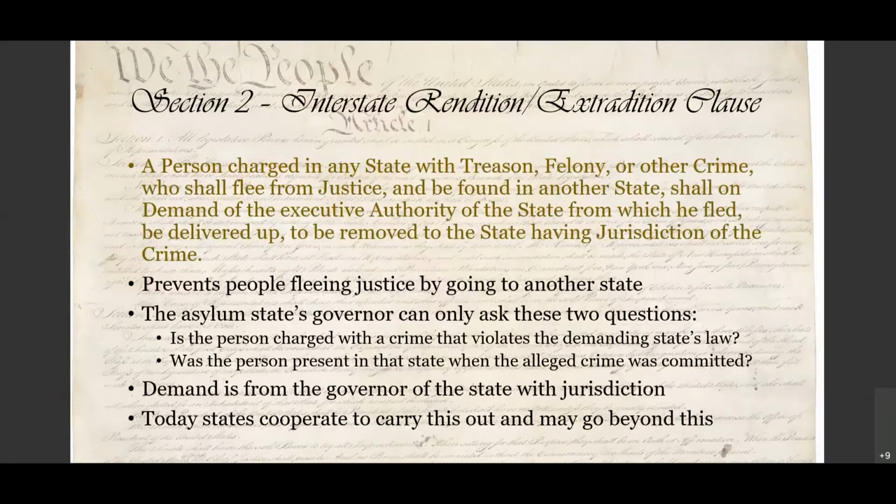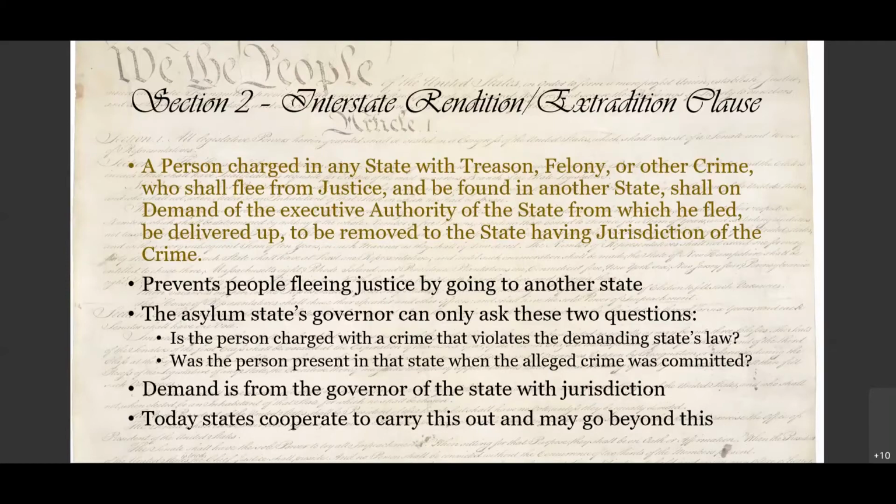Section 2 continues with the interstate rendition or extradition clause. So it says, a person charged in any state with treason, felony, or other crime who shall flee from justice and be found in another state shall, on demand of the executive authority of that state from which he fled, be delivered up to be removed to the state having jurisdiction of the crime.